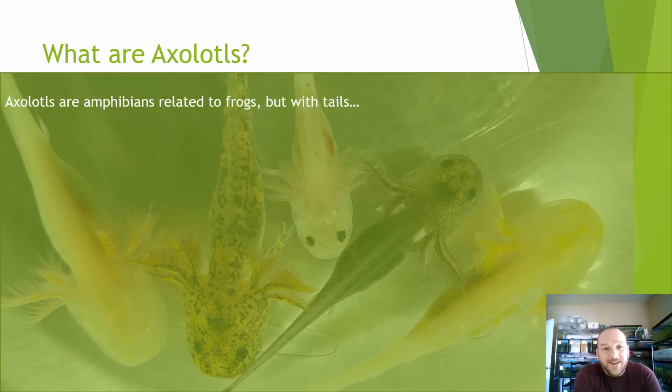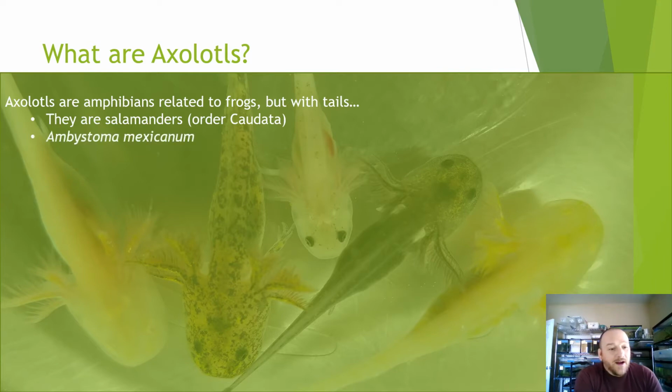They're in the class Amphibia, the same class that you'll find frogs in, as well as caecilians that nobody's heard of. But the difference between axolotls and most frogs is that axolotls have tails, and so they belong to the order Chordata. And so Chordata is all salamanders and newts and similar critters like that. Their scientific name is Ambystoma mexicanum. So they are in the genus Ambystoma in the family Ambystomatidae, the mole salamanders, if you will.